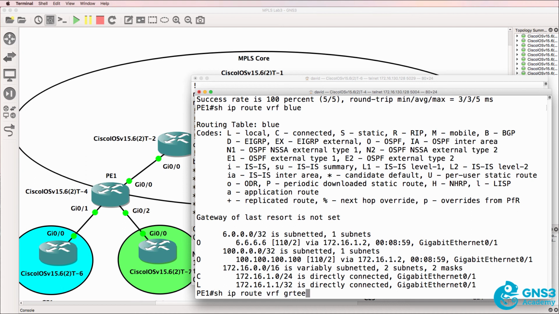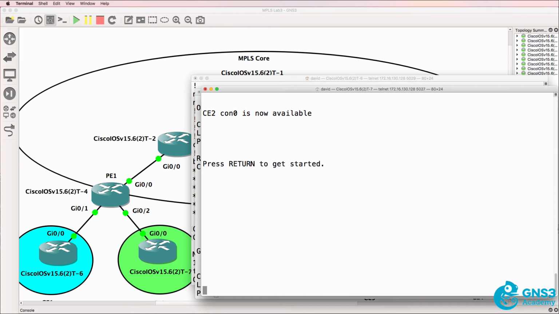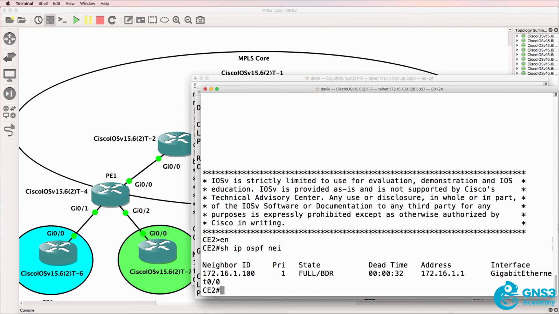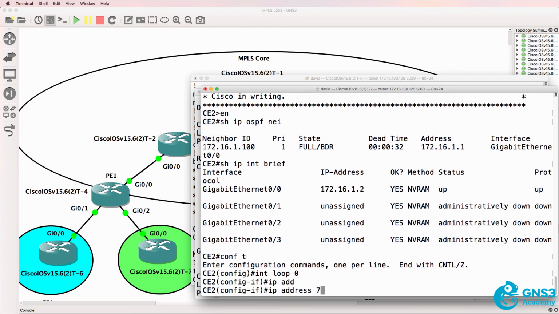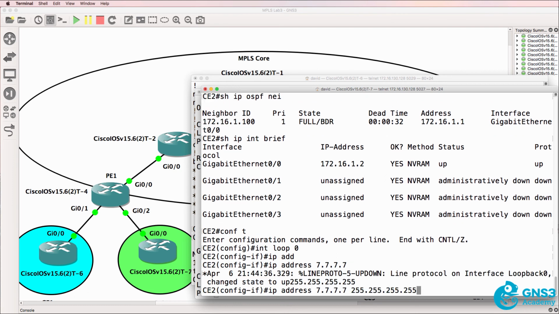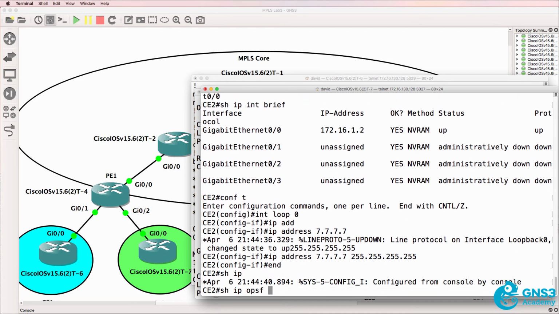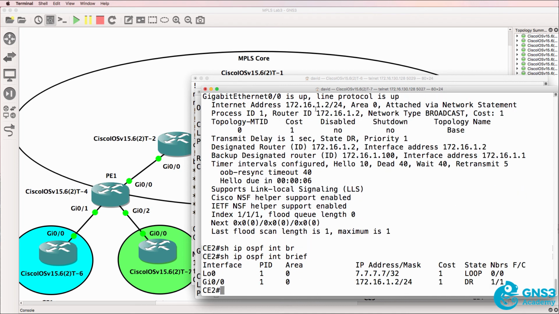Now, when we look at the green VRF, we don't see any routes at the moment. So let's see if CE2 is advertising any routes. So show IP OSPF neighbor. It's got a neighbor relationship to the PE. Show IP interface brief. There's no loopback configured on this router, so let's configure a loopback as follows. So show IP OSPF interface, and let's use brief rather, you can see that OSPF is running on the loopback and the gigabit 0.0 interface.